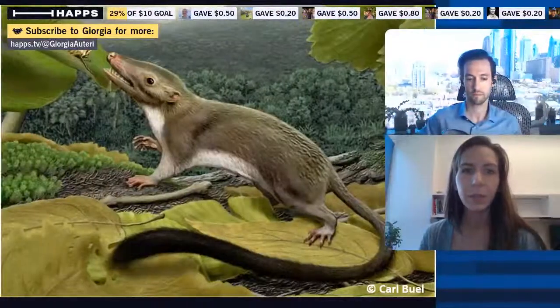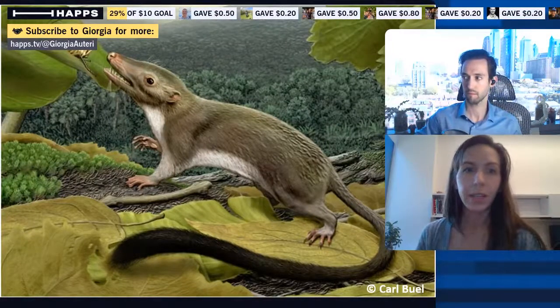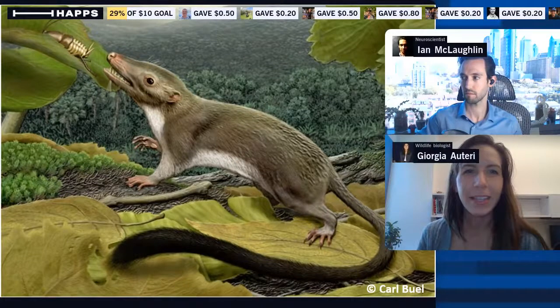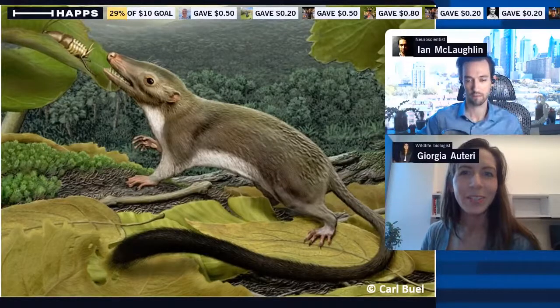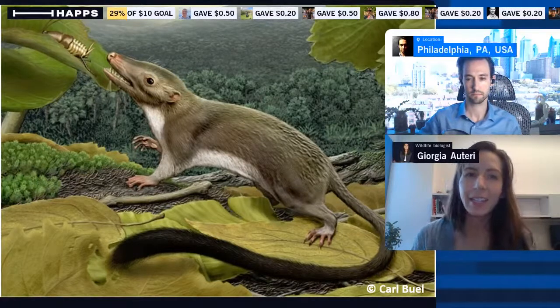So if we think about the ancestor of a bat, it was this little marsupial-like, or pre-marsupial even, thing that crawled around eating insects. This picture is a little weird because it looks like the insect is just going to crawl into its mouth of its own volition. But this is the pre-flying ancestor of the bat.